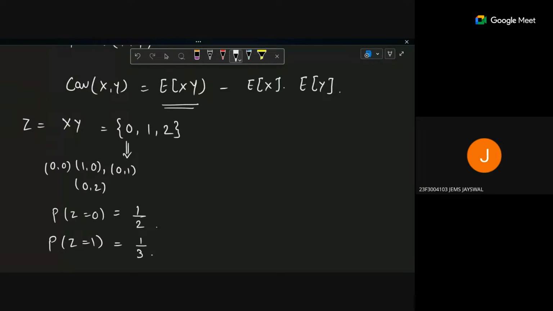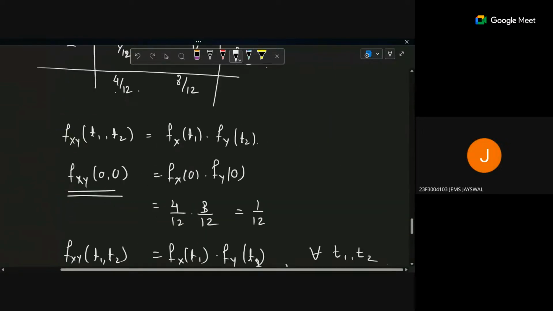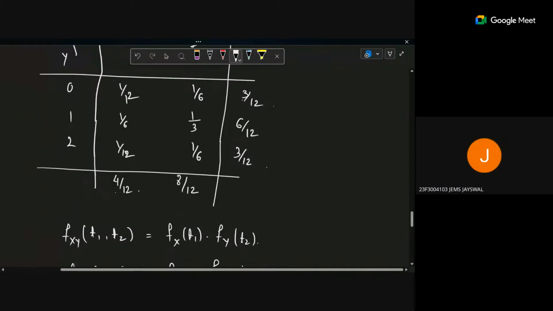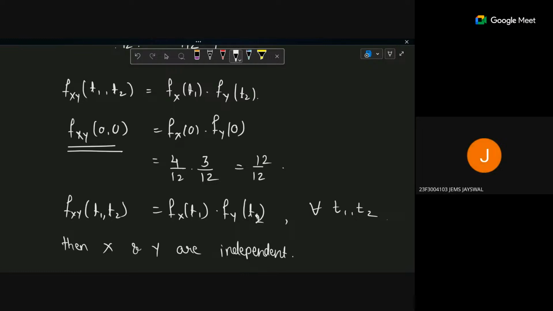Ma'am, can you go to the previous method that you did? This one. Yeah. Independence. Here 4 by 12 into 3 by 12. How do we get 1 by 12? 4 by 12 into 3 by 12 is 12 by 144. It's, see, 4 into 3 is 12, divided by 144, yes, 1 by 12. I got it.